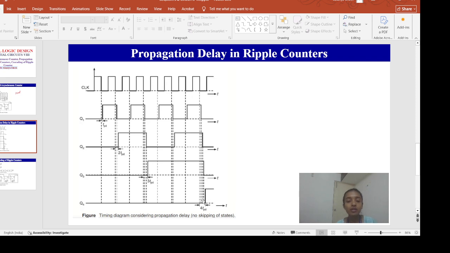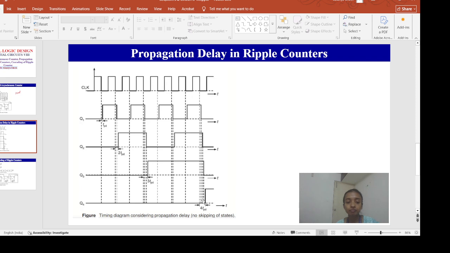If the clock frequency is high, it is possible for the clock pulse to change the state of the first stage before the state changes caused by the previous clock pulse have rippled through the last stage. Then the count will be skipped. Thus, it is obvious that the propagation delays in the flip-flops of a ripple counter impose a limit on the frequency at which the counter can be clocked.